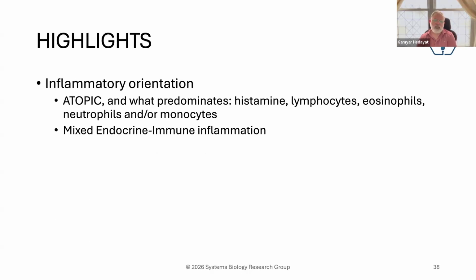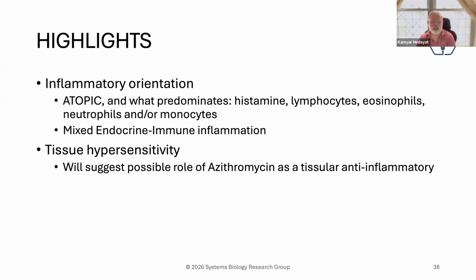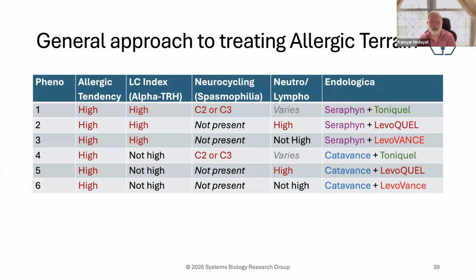The highlight section will tell you if there's an atopic tendency or a non-atopic tendency, if there's a mixed endocrine immune inflammation, or it's primarily endocrine driven or primarily immune driven. It also will talk about tissue hypersensitivity and suggest the possible role for low-dose azithromycin to reduce neutrophil elastase activity and eosinophil activity related to chronic inflammation.